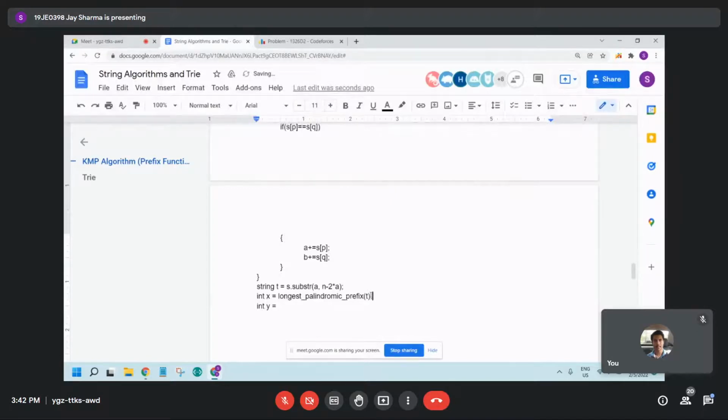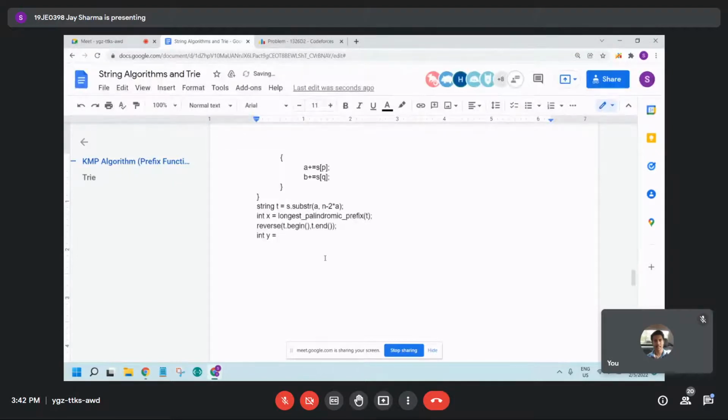And then what will we do? We will reverse it. So reverse t dot begin, t dot end. You can use the STL function to reverse the string. And then we will also find the longest palindromic prefix of t in y. So now, this longest palindromic prefix of the reverse string will be equal to the longest palindromic suffix.